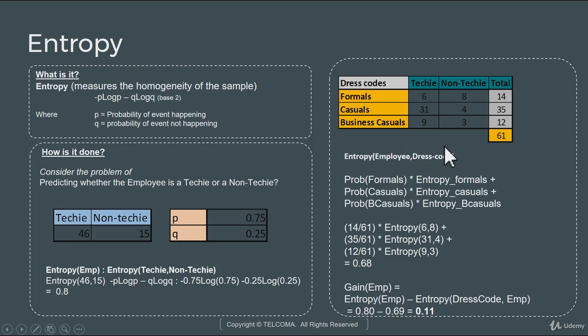Now the same process can be leveraged. Let's say you have 5 different variables in this entire exercise. I can calculate this information gain across all 5 independent variables against the dependent variable. The dependent variable over here is the employee, which will be techie or non-techie. And just like dress code, you could have another variable, let's say gender or location or department.